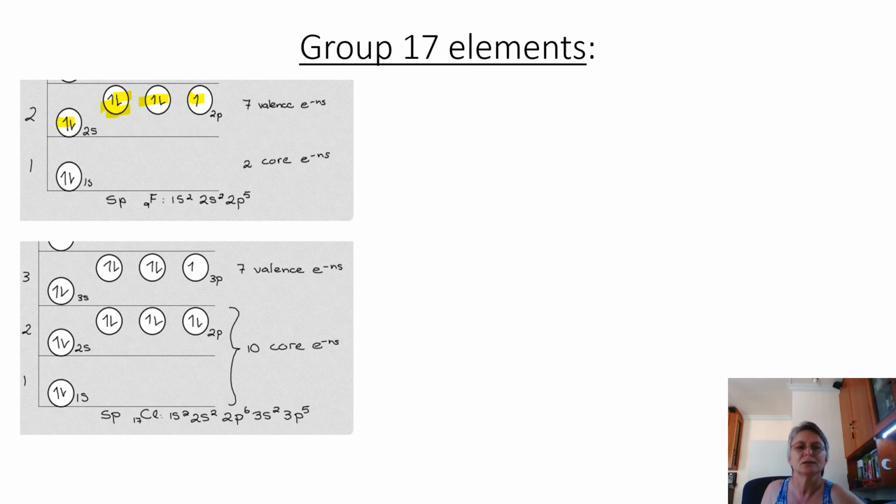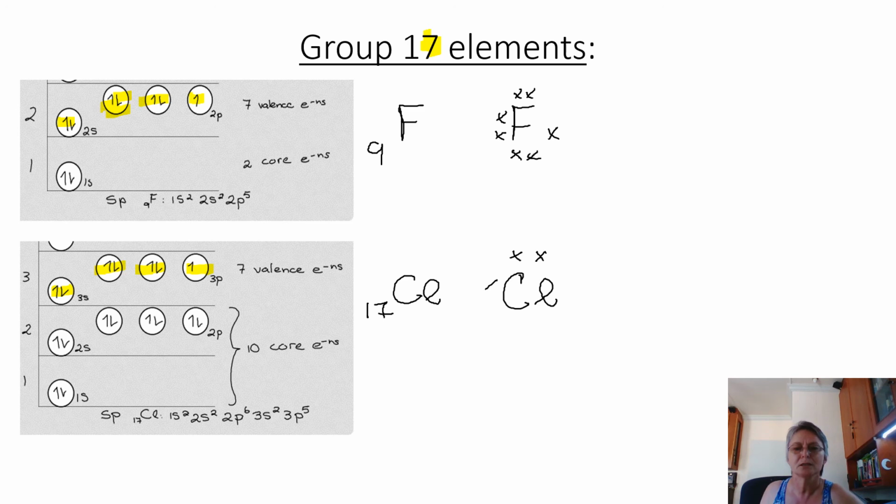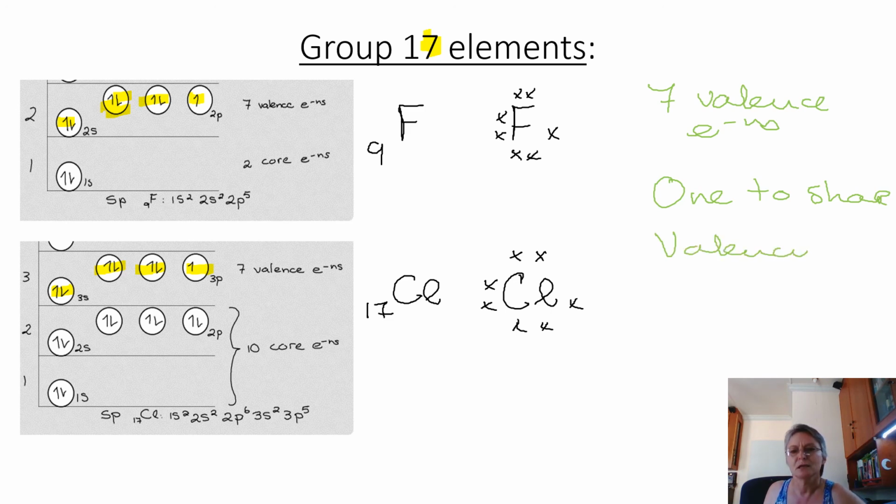Lastly, we go to group 17 elements, and we see that they have 7 valence electrons. The first one is fluorine. It's got 9 electrons. Next one, chlorine. It's got 17 electrons, but only 7 of them will be valence electrons. And you see that there are 3 pairs and 1 alone. So although you have 7 valence electrons, you have only 1 to share, so the valency is 1.